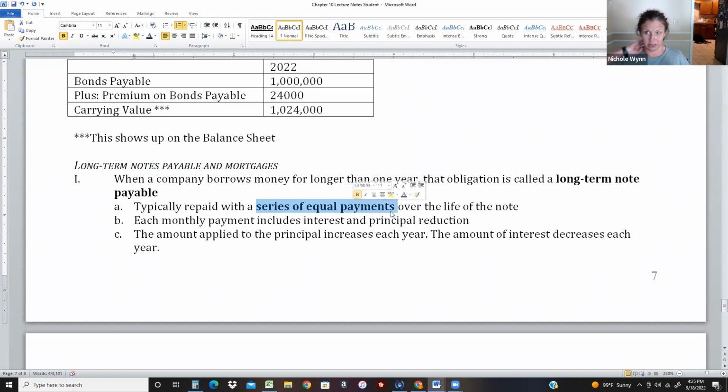So instead of getting a loan and then repaying the whole value at the end, like a bond, where we borrowed $1 million and repay the million at the end but only make interest payments along the way, we're going to look at actually making payments on a loan, which is what everybody does in real life.